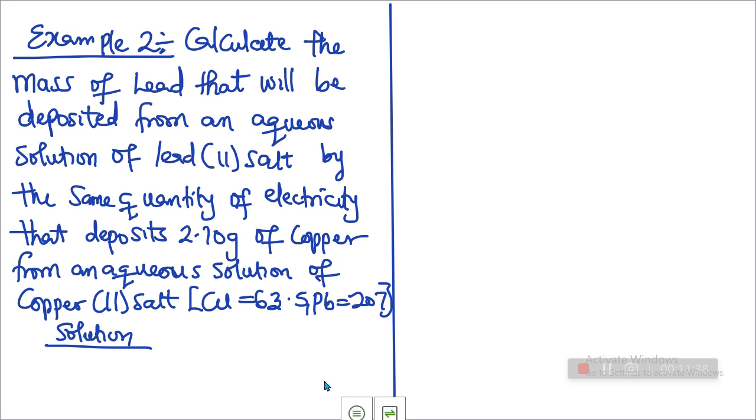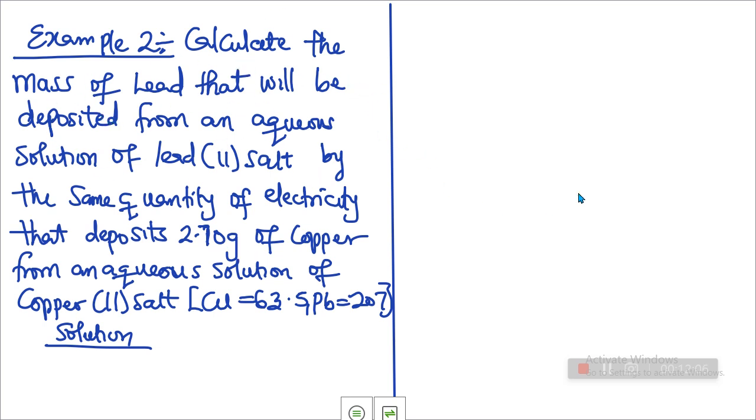So they now said: calculate the mass of lead that will be deposited from an aqueous solution of lead 2 salts by the same quantity of electricity that deposits 2.7 gram of copper from an aqueous solution of copper 2 salts. Now they are talking about 2 elements. They are talking of copper so that you can use it to find that of lead.